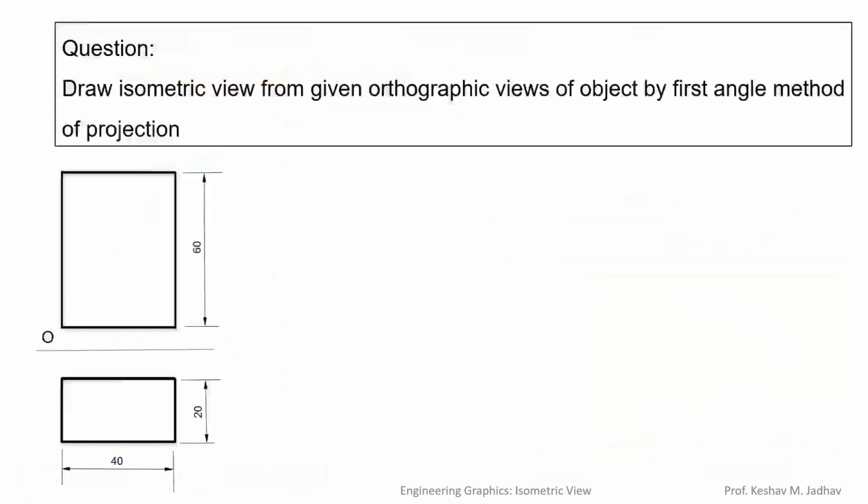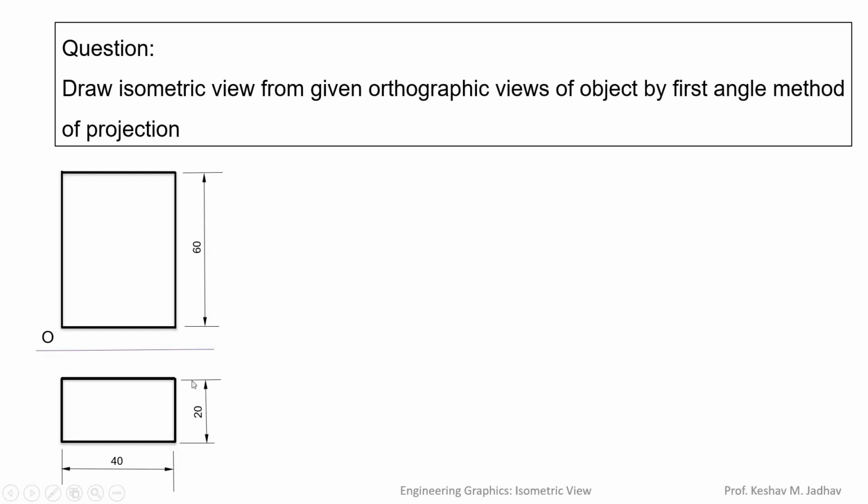So let us see how to draw isometric view for given orthographic views. Orthographic views are given as per first angle method of projection. So this will be the front view and this will be the top view. First we have to visualize the three-dimensional view of the given orthographic views. There is one object which will look like a rectangle when we look from the front side, and when we look at the same object from the top side, it will look like another rectangle of dimension 40 by 20.